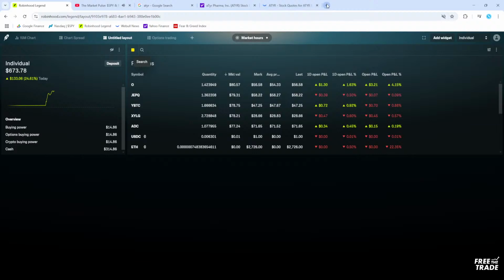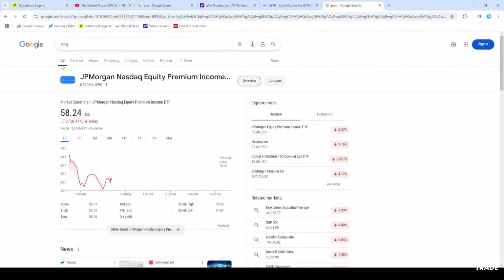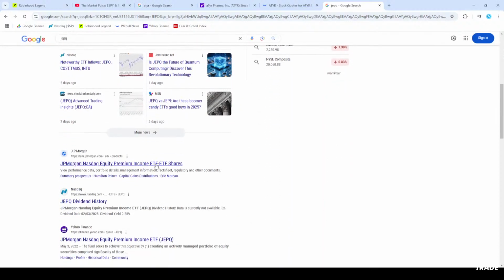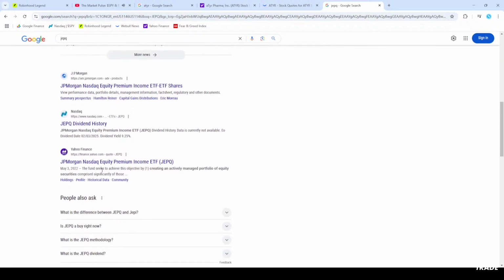JEPQ, that's a dividend stock. I'm trying to remember, I think it's the JP Morgan Nasdaq Equity Premium Income ETF. That's an ETF. I'm pretty sure it has a monthly dividend. It has a 9.25% yield. I don't know if that's annual or monthly. Probably annual.